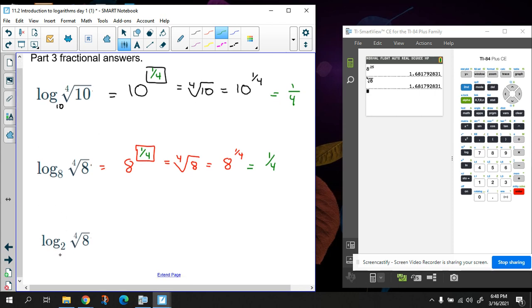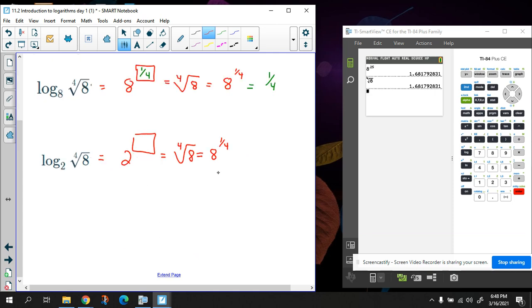This is log base 2. Again, they put fourth root of 8. But log base 2, 2 to some power that makes the fourth root of 8. Okay, this one becomes extra special. Yeah, we could write it as 8 to the 1/4, but these bases don't match, 2 and 8 for the bases, so we cannot say that 1/4 is our answer.